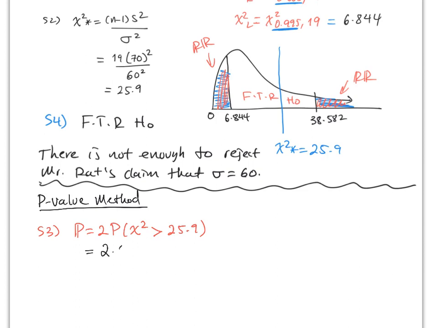So this will be 2 times chi-square CDF, 25.9, 1000, and then the degrees of freedom is 19, right? So how much is this? Use the calculator. 0.265. So what is it? 0.265? Yes.